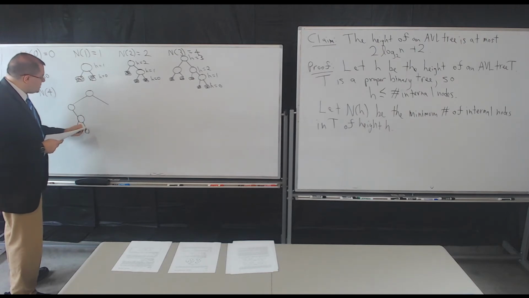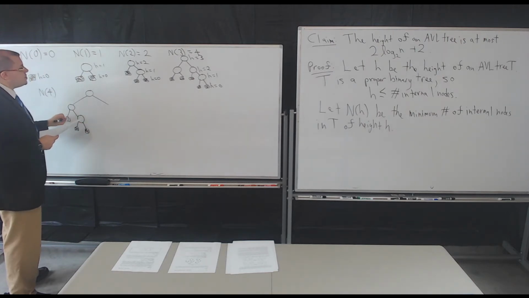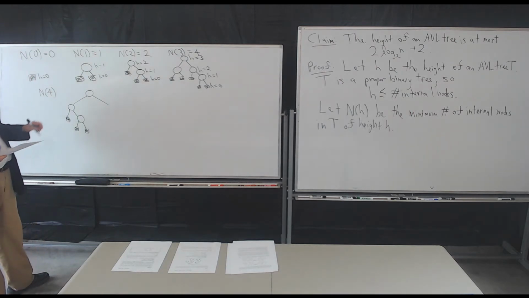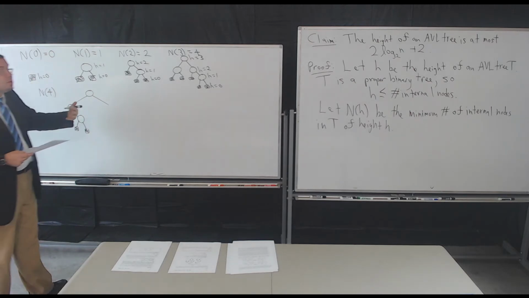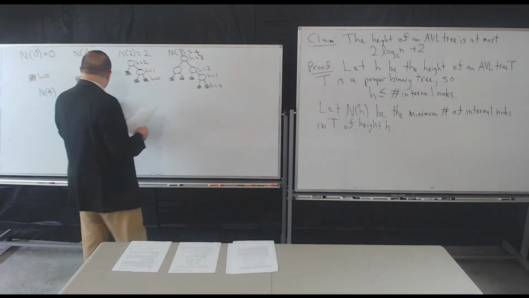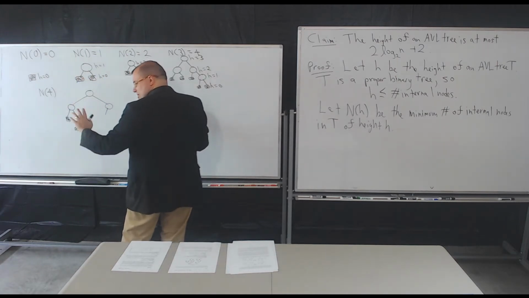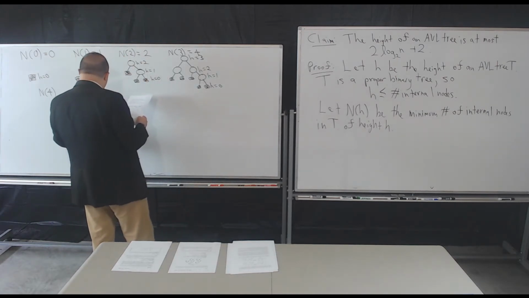Why am I doing this? It's because, remember, this one has height 2. And remember, I wouldn't want to use 2 subtrees that are n of 3, right? That would introduce more internal nodes. But I already established that these are the smallest ones that I can possibly use. That's why I'm using them.